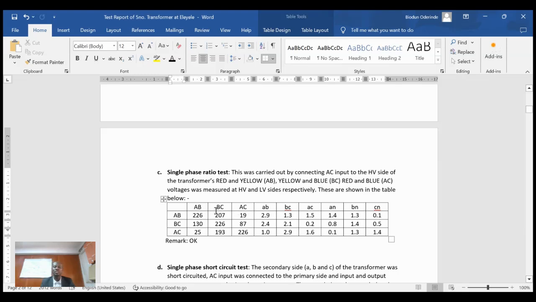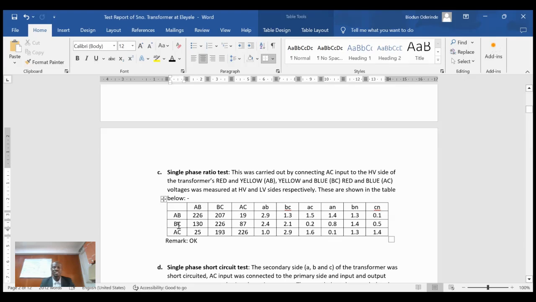Why? Because you don't connect anything to this one. The voltage you are seeing here is induced EMF, induced voltage, and it's because this side, B and C, is closer to A and B. That's why you see 207 here, and A and C is somewhat farther from A and B. That's why you see 19 here. But the essence of this is that the addition of B and C and A and C must be equal to A and B. So that's the first step to know that this ratio test is okay. The addition of these two must be equal to this.